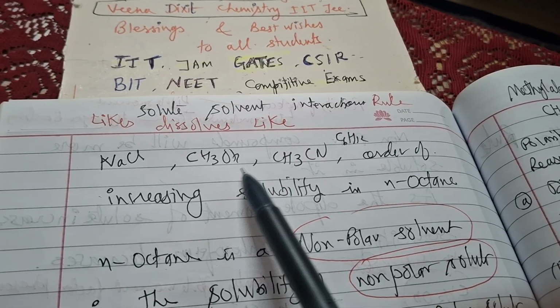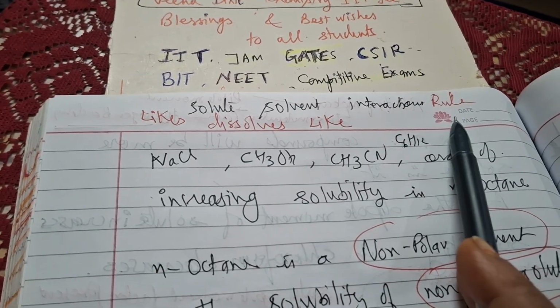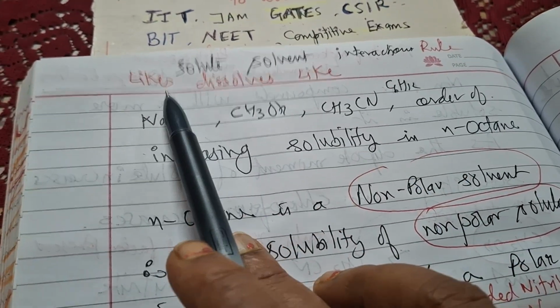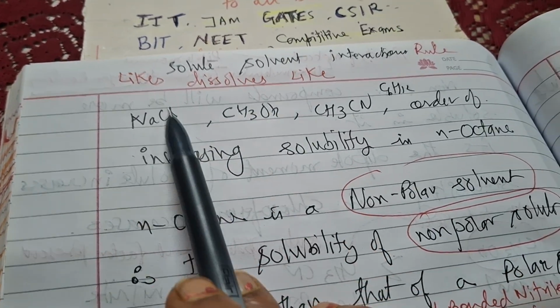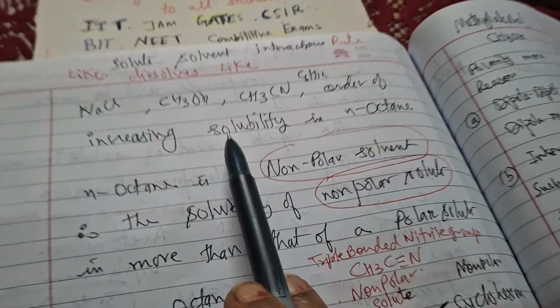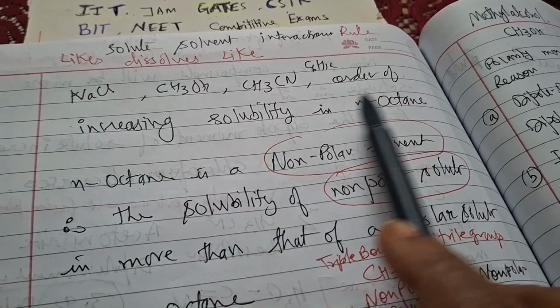Student, here we discuss the solute-solvent interaction rule. What is the solute-solvent interaction rule? Likes dissolves like. Here we are mainly discussing the solubility of a solute in a solvent.